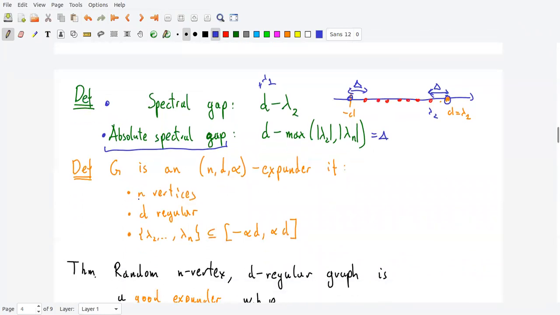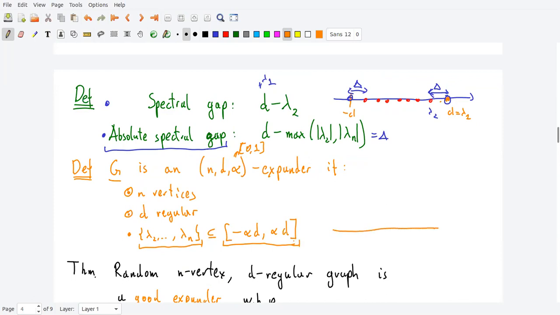And we will say that a graph G is an (n, d, alpha) expander, where alpha is some number from 0 to 1, if this is a graph that has n vertices, that is d-regular, as we always assume here, and where all the eigenvalues of the adjacency matrix, apart from of course the largest one, are in a smaller interval, the interval between minus alpha d and plus alpha d.